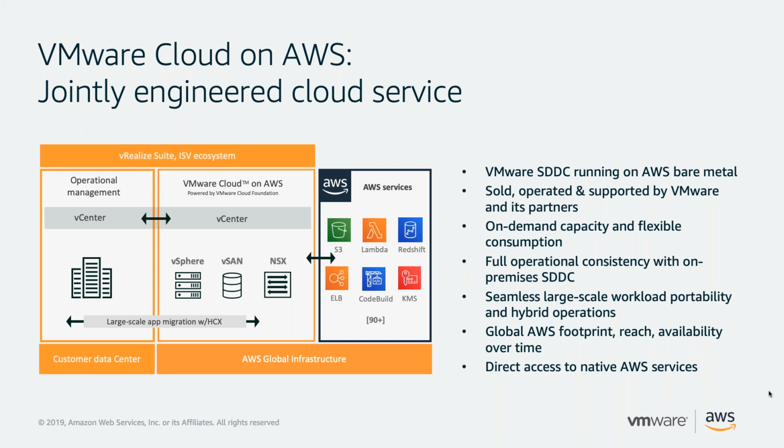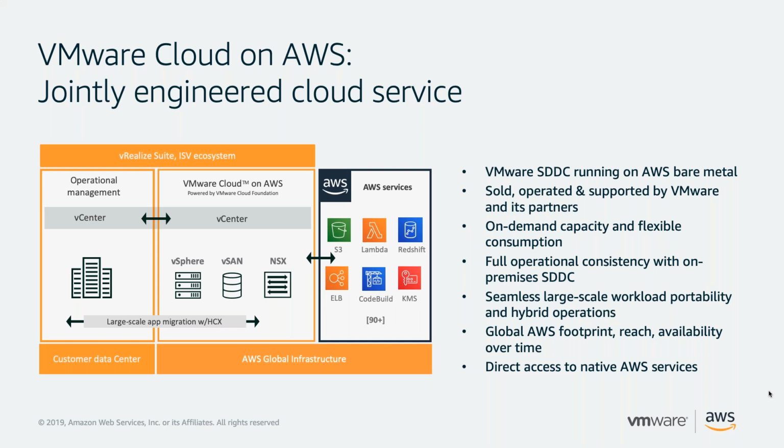And a vCenter is deployed with each SDDC, and that vCenter can be integrated with your on-premises vCenter and therefore give you the ability to manage this SDDC from your existing vCenter. You're also able to migrate applications and do large-scale migration using a tool called Hybrid Cloud Extension, or HCX, and that facilitates rapid deployments using traffic steering and traffic engineering to rapidly and securely migrate these applications from on-prem to VMware Cloud on AWS and back. The service is sold by VMware and AWS. It's operated and supported by VMware.